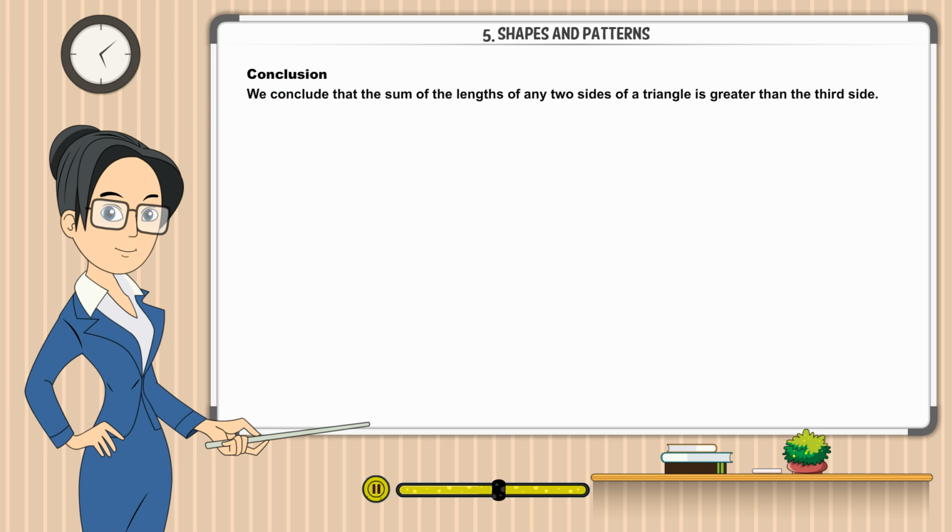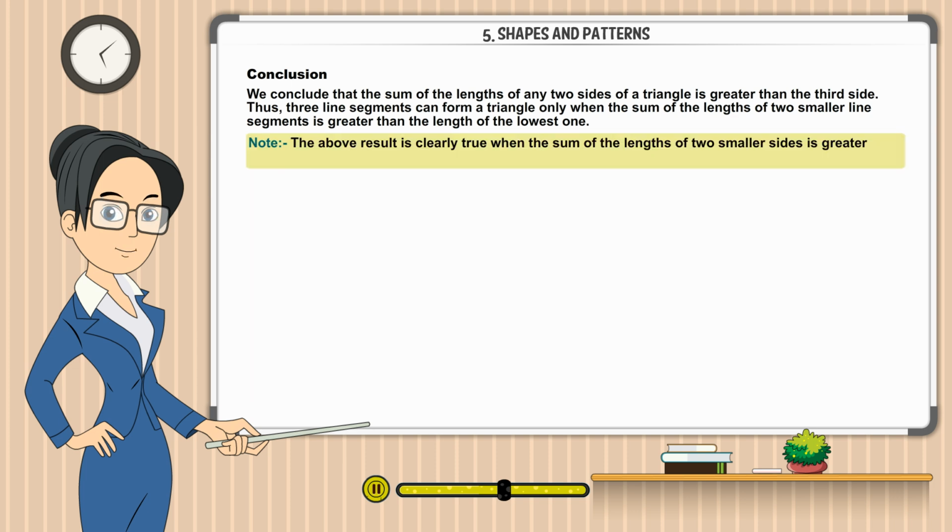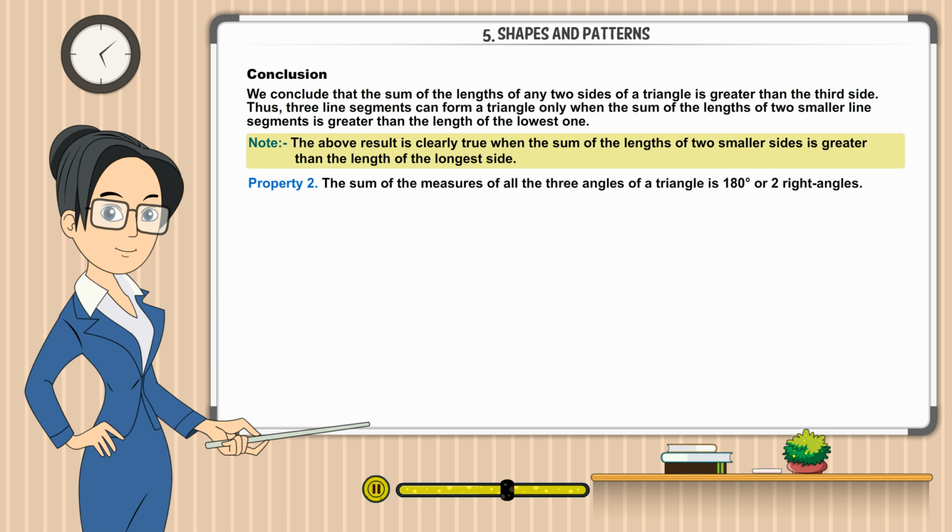Conclusion. We conclude that the sum of the lengths of any two sides of a triangle is greater than the third side. Thus, three line segments can form a triangle only when the sum of the lengths of the two smaller line segments is greater than the length of the longest one. Note, the above result is clearly true when the sum of the lengths of two smaller sides is greater than the length of the longest side.